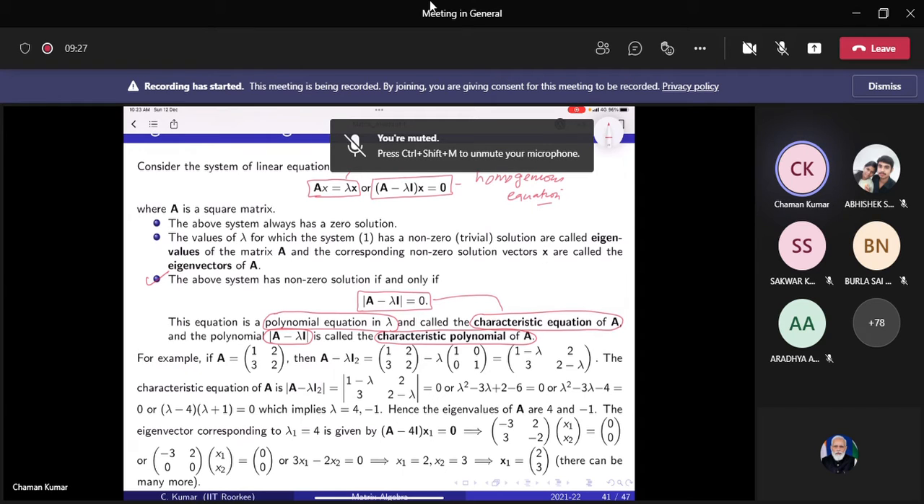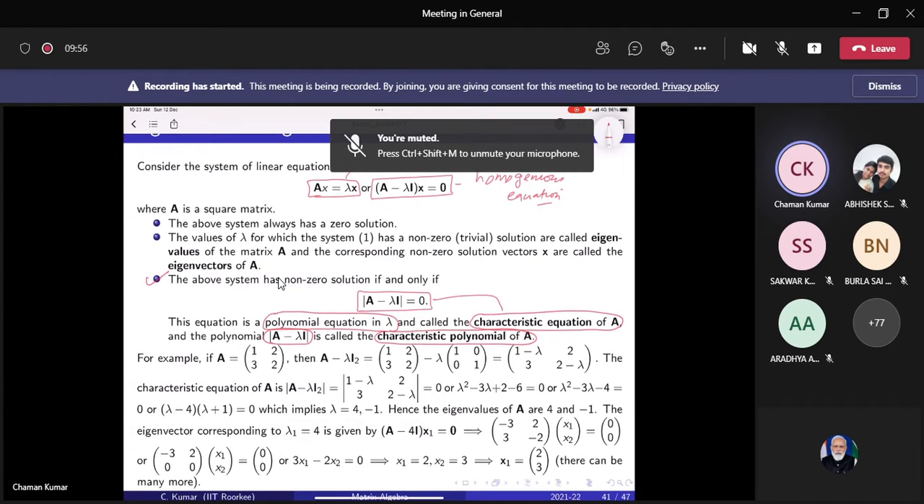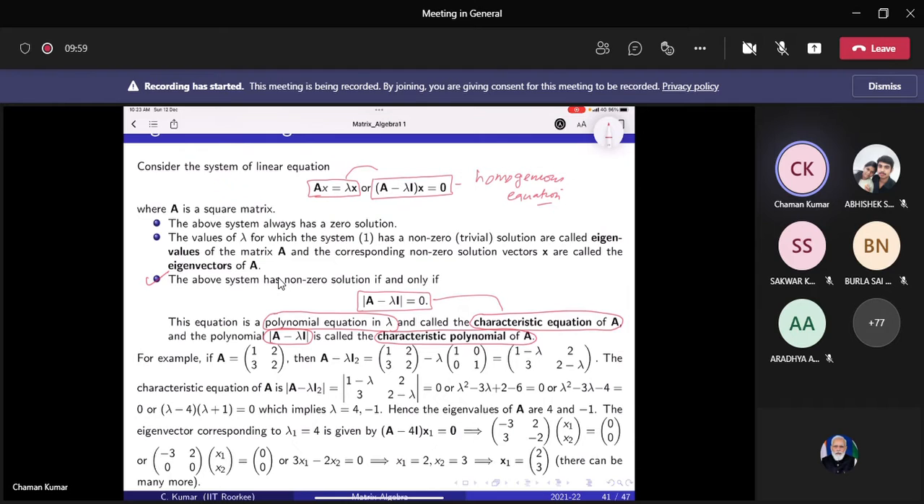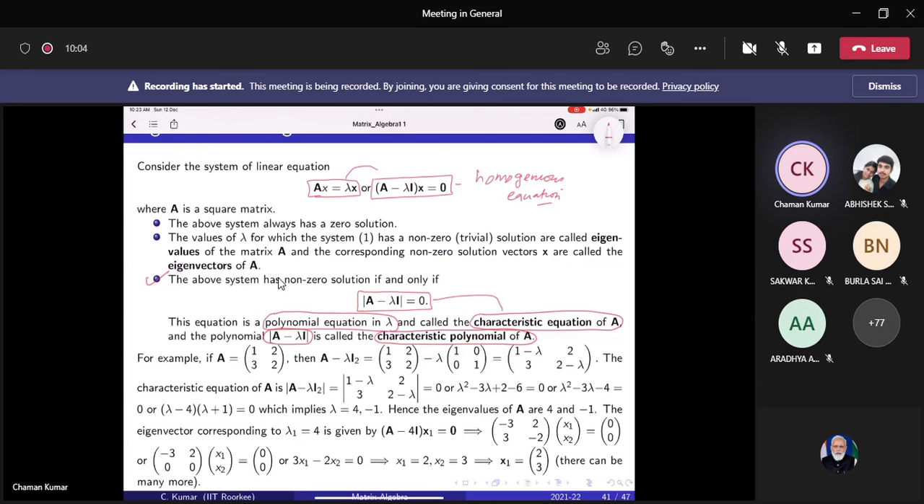Zero is always a solution of the system. Now we are interested in finding a non-zero solution of this system. So that means we are interested in finding the value of lambda so that this system will have a non-zero solution. And from there we see that this will happen only if the determinant of A minus lambda I is equal to 0. And from there we get a polynomial in lambda.